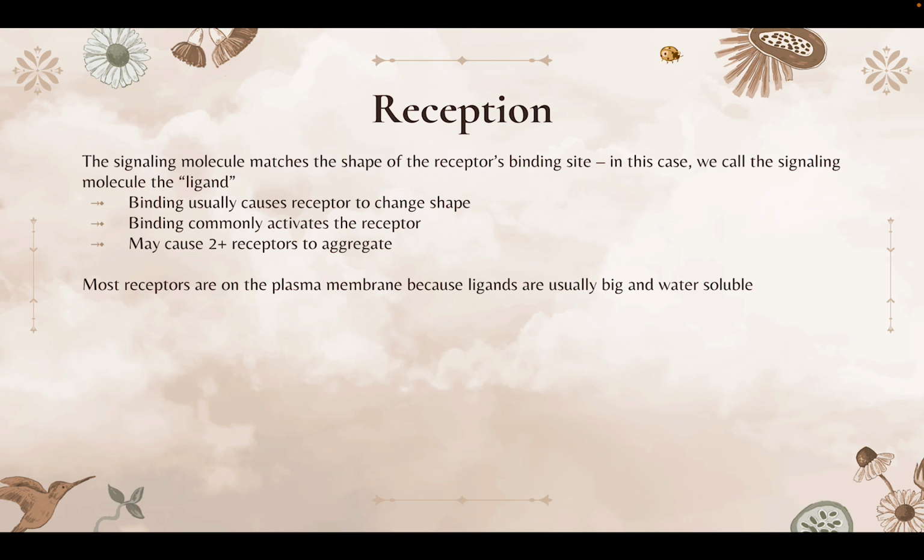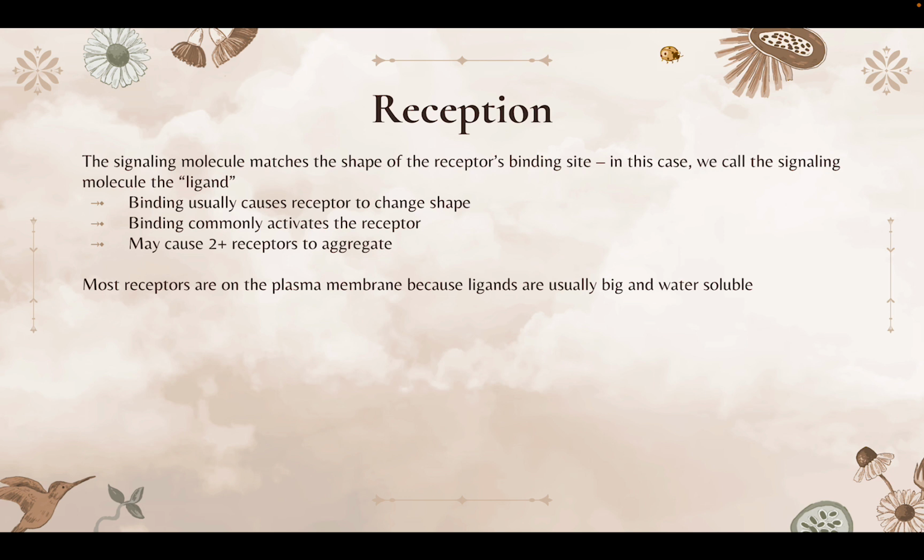So first, let's talk about reception. What happens during reception is the signaling molecule matches the shape of the receptor's binding site, and because it binds to that receptor, we call it a ligand. When that ligand binds, it usually causes the receptor to change shape, and this is where all the changes start happening. Binding is usually going to activate the receptor, and sometimes it can even cause 2+ receptors to aggregate together. But the big takeaway is ligand binding activates receptor.